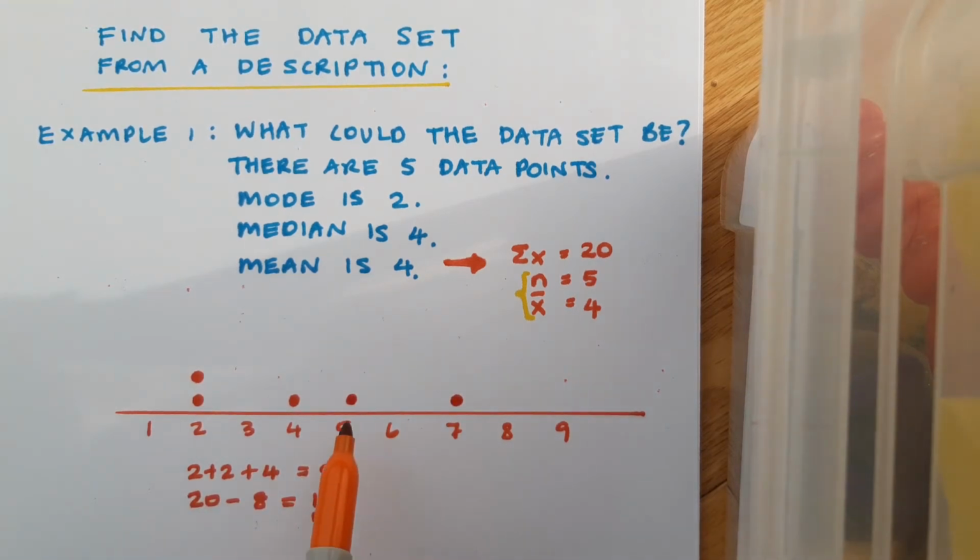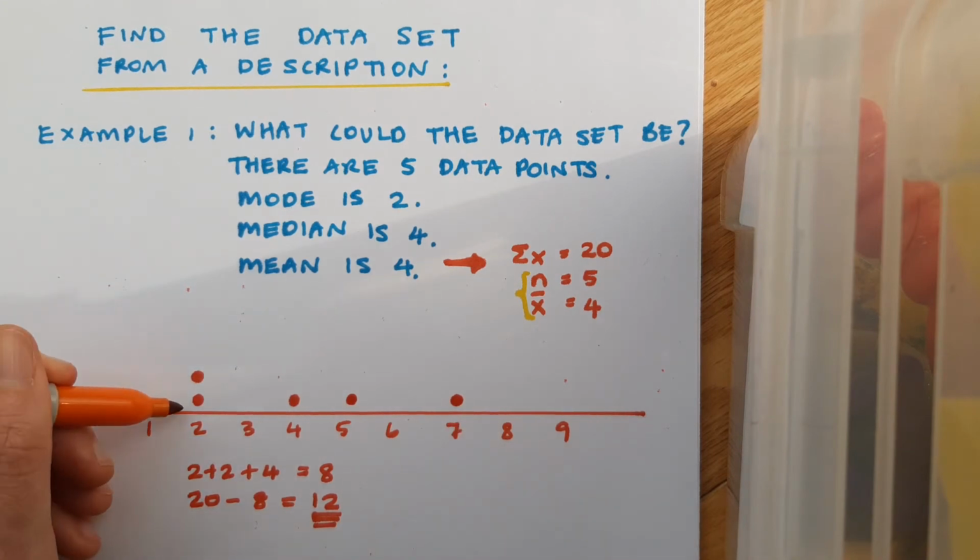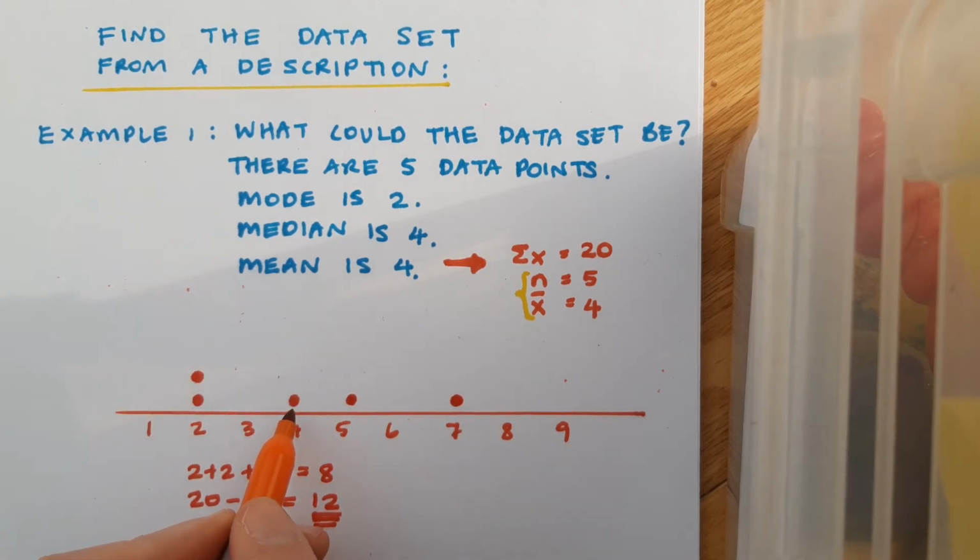So 5 and 7 total up to 12. 2 is still my mode. 4 is still in the middle of the data set.